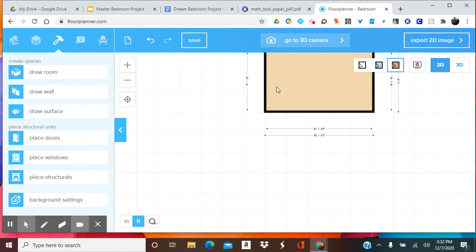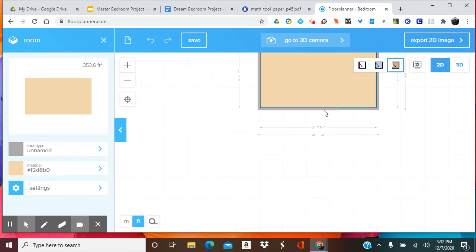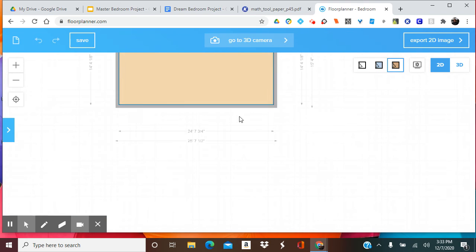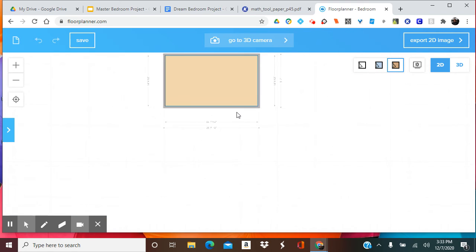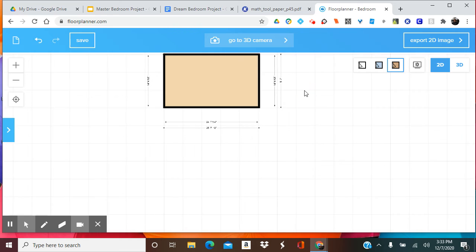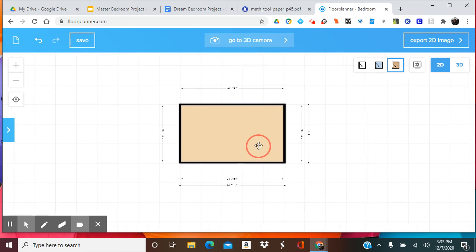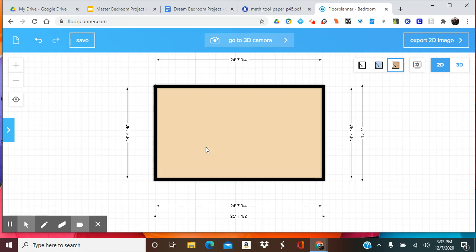So I don't use this very often. I use Revit instead, but it is what it is. We will figure it out together. So this is your bedroom, okay? So this will be your floor plan.